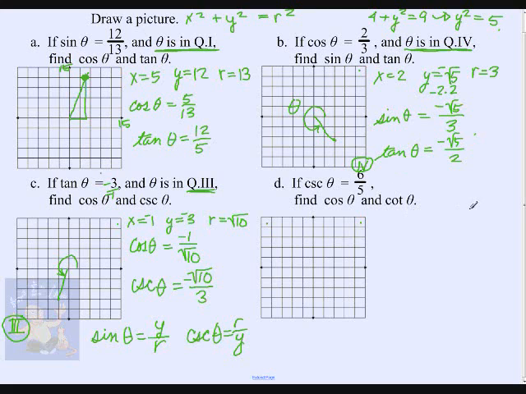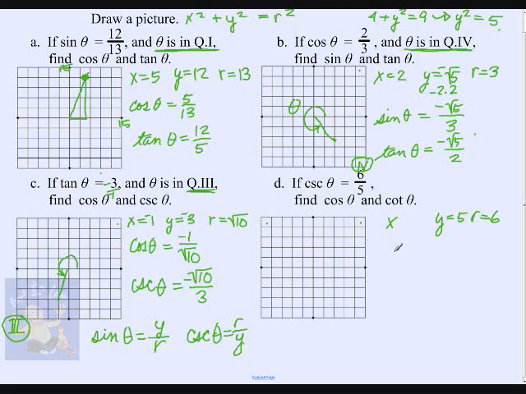Okay, so I know what my R is. My R is 6, correct? Because with cosecant, the numerator is R. My Y is 5. But is my X positive or negative? I don't know. That's all right. I can figure it both ways, can't I? We can do it that way.